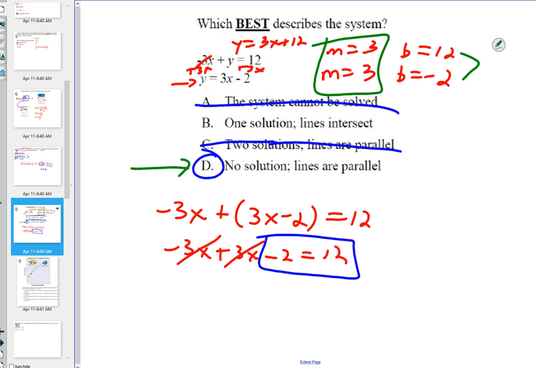Same slope means you're going in the same direction. A slope of 3 looks like this. But if you're crossing the y-axis, one is crossing up at 12 and the other one is crossing at -2, the lines are going to be parallel. If they're parallel, there's no intersection. If there's no intersection, no solution.